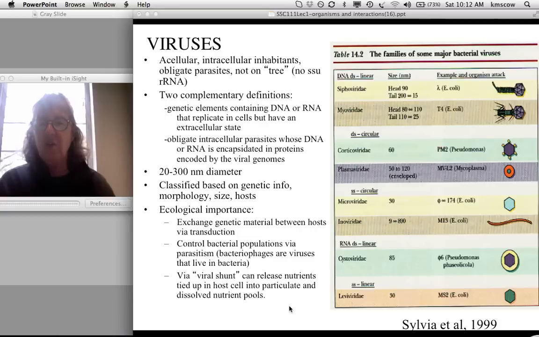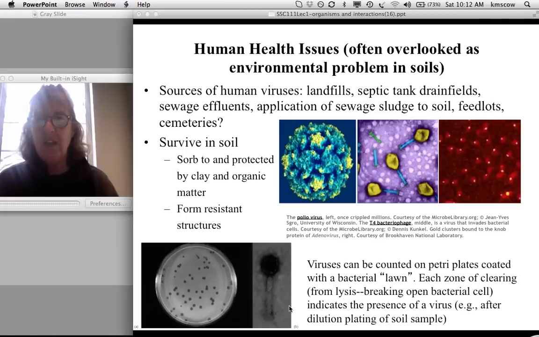And also the viral shunt is when the host is lysed, or broken open to release the viruses, there's also going to be release of nutrients that will go into the soil. So maybe viruses also play a role in liberating the nutrients that are tied up in microorganisms.